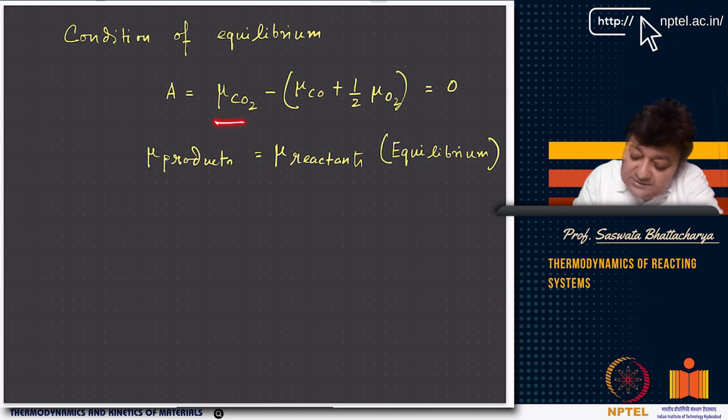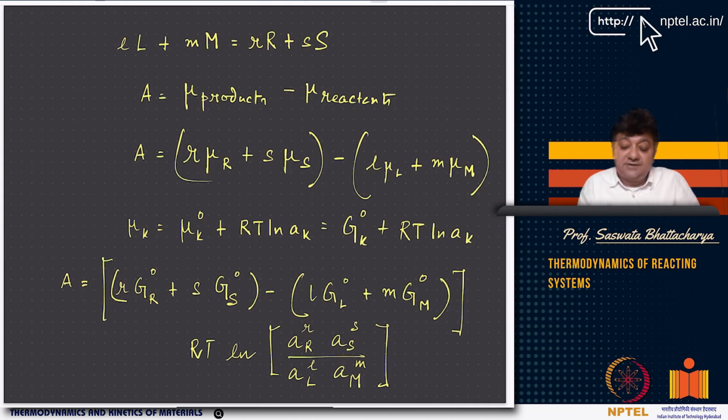Mu CO2 minus mu CO plus half mu O2, right? These are the reactants, right? And therefore the stoichiometric coefficients are negative. So I have taken the negative common, so this becomes minus mu CO minus half mu O2, plus mu CO2, and this affinity at equilibrium has to be 0, right? And at equilibrium also, the chemical potential of products has to be equal to the chemical potential of reactants.